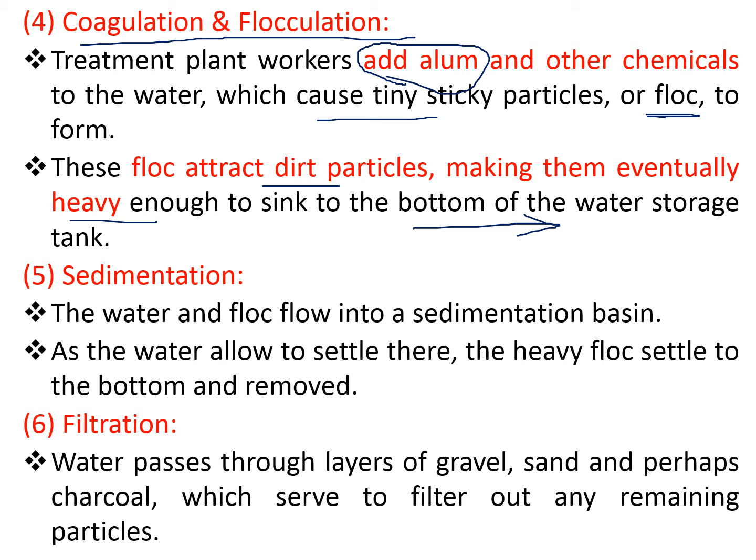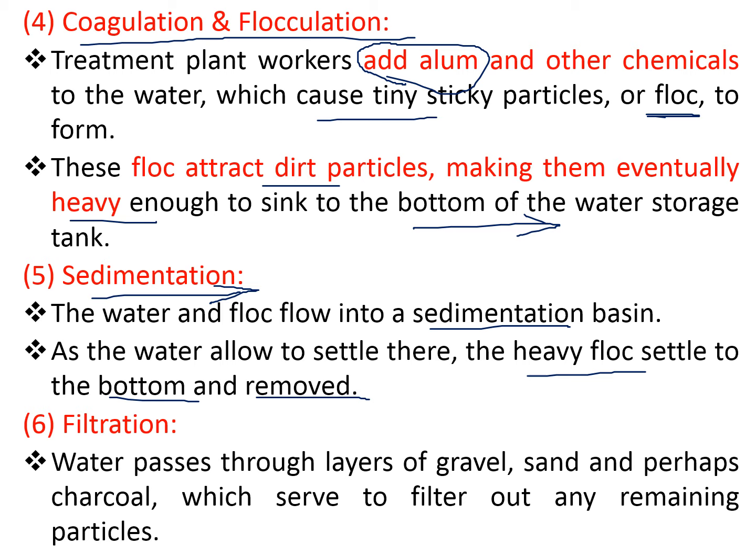After flocculation, big size particle flocks are formed, which have to be settled down. That process is called sedimentation. In the sedimentation tank, the flocks settle down, and these heavy flocks settle at the bottom and have to be removed. Generally in the sedimentation tank, the solid flocks that settle down are called sludge, and that sludge has to be removed properly.